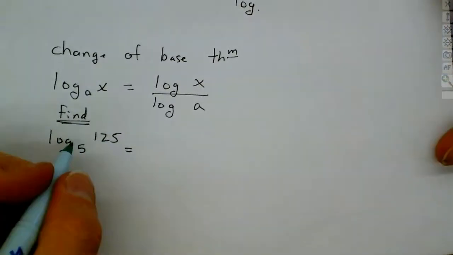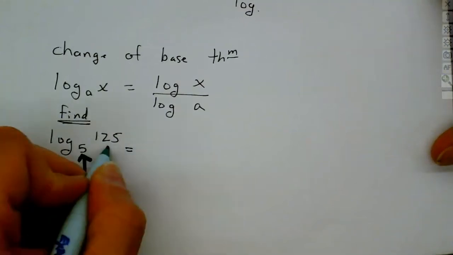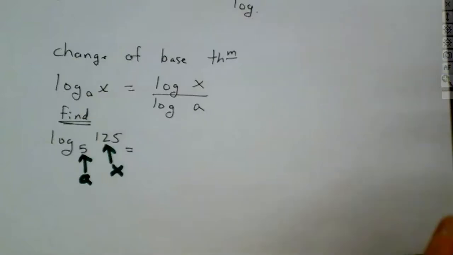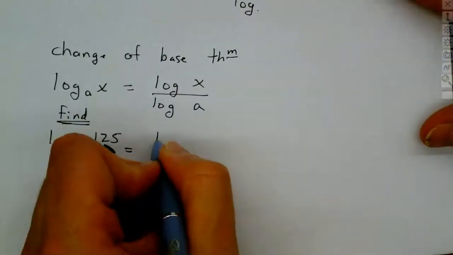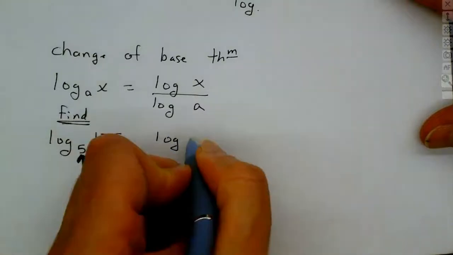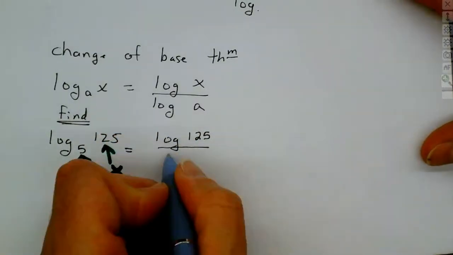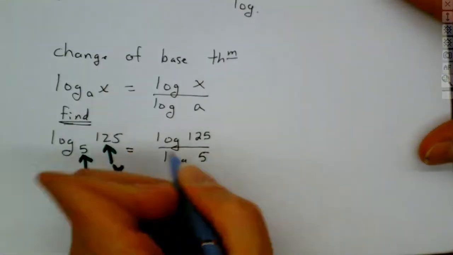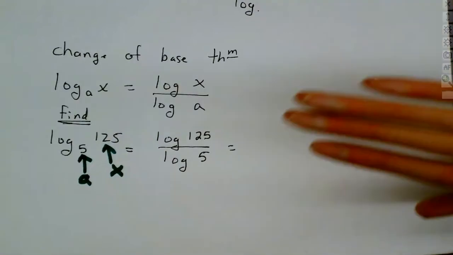So what do we know here? Well, that 5 down below, that is my a. And that 125 is the x. So if I apply my change of base theorem, then that is going to be log of 125 over log of 5, right? And use our calculator.